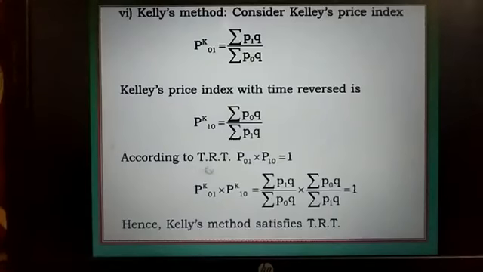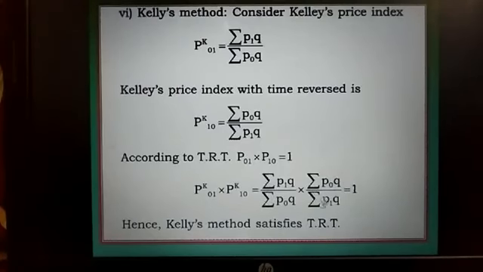So these two are to be multiplied now. Whether it becomes 1 or not, it has to be seen. So P01K, P10K, you just substitute those expressions. Here P1Q is present, here also P1Q is present, so these two will be getting cancelled. Here sum of P0Q, here also sum of P0Q is present. Again these also will be getting cancelled.